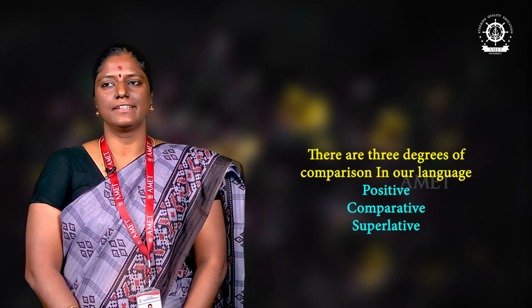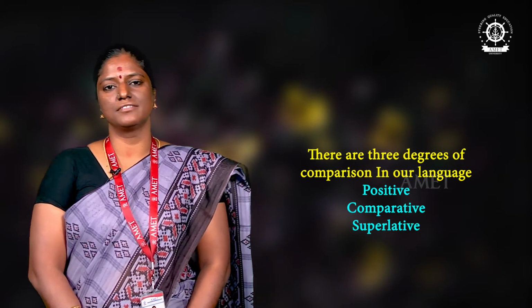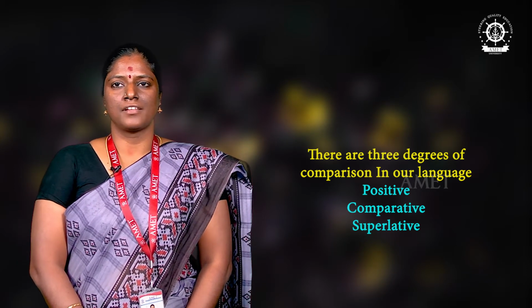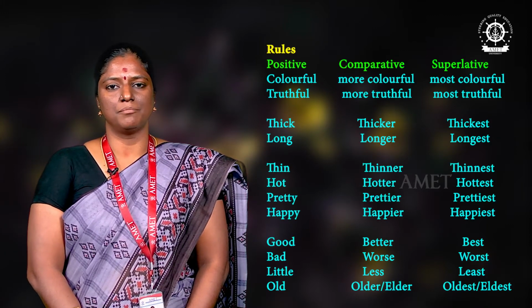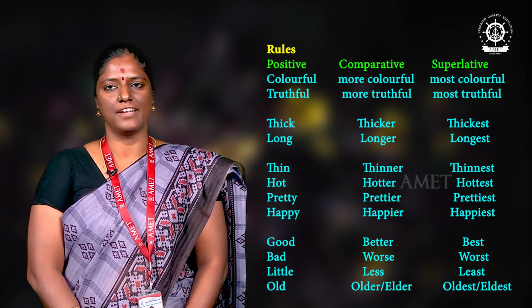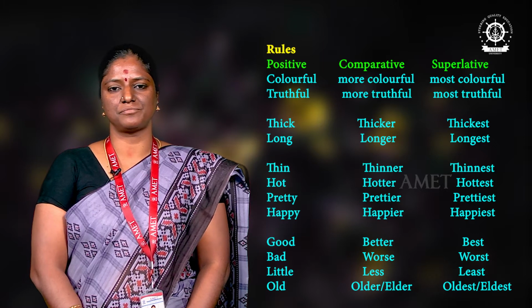There are 3 degrees of comparison in our language: positive, comparative and superlative degree. When we are changing from positive into comparative, we have some rules. Before we enter into that, we learn what is positive, comparative and superlative.